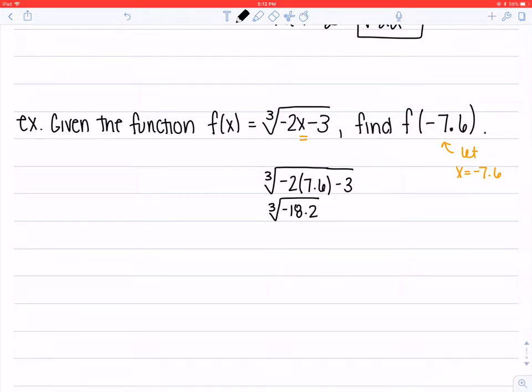Now I'll take the cube root of that number. The calculator says that the cube root of negative 18.2 is negative 2.6304. Now with that one, the directions, if I'd written them all out, would have said to approximate to 4 decimals, to round to 4 decimals. So I would leave that with 4 decimal places, and that would be my final answer.